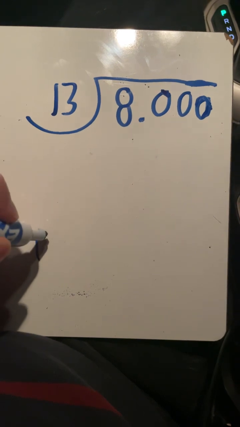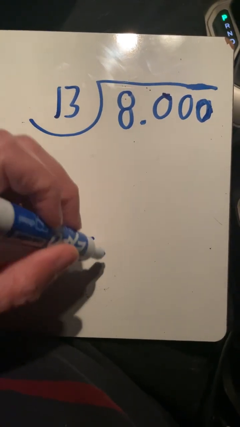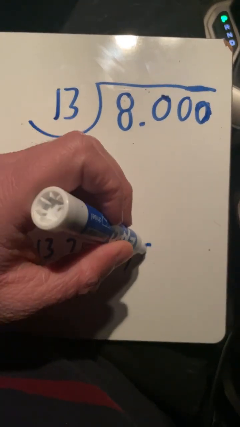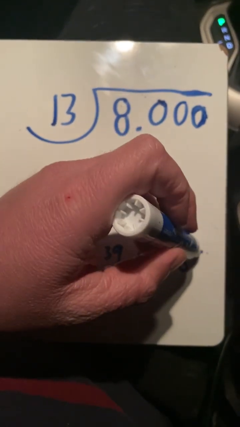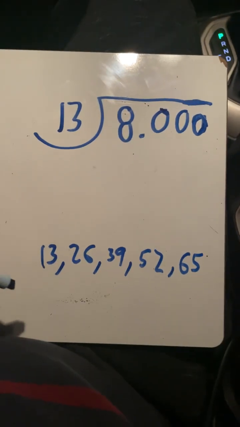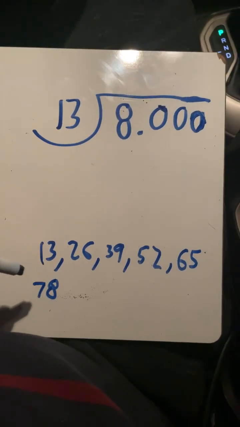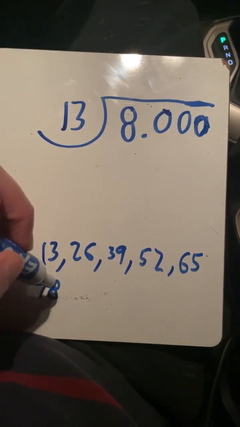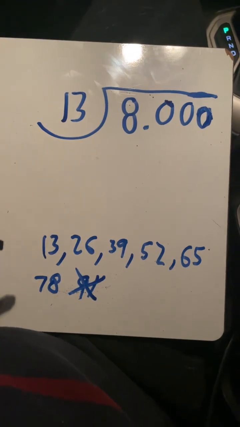So if I skip count by 13s: 13, 26, 39, 52, 65, 78. Now if I skip counted by 13 again, I'd be at 91. 91 is too far.